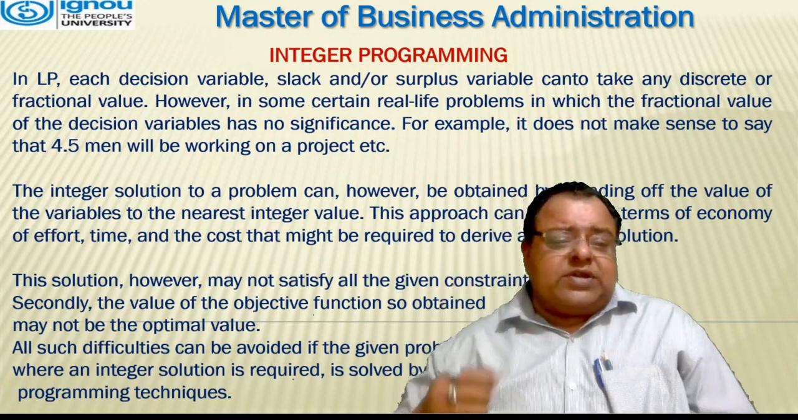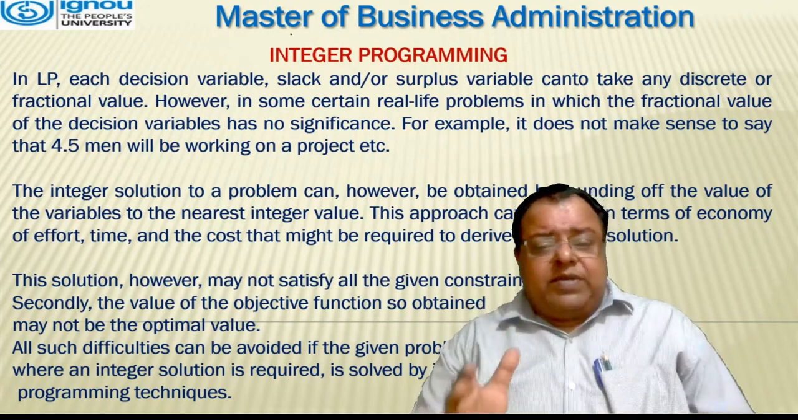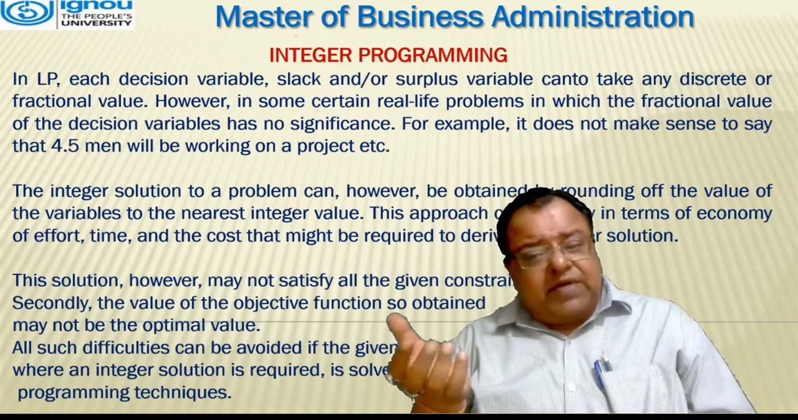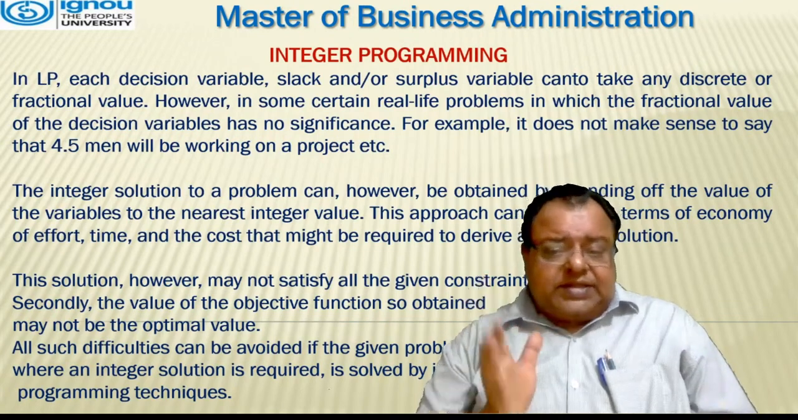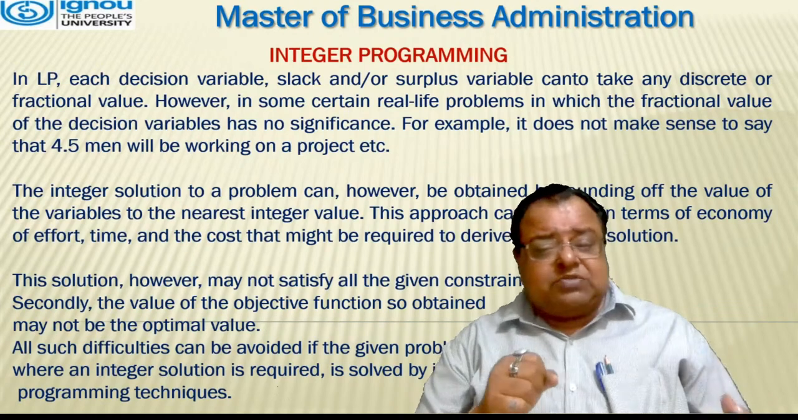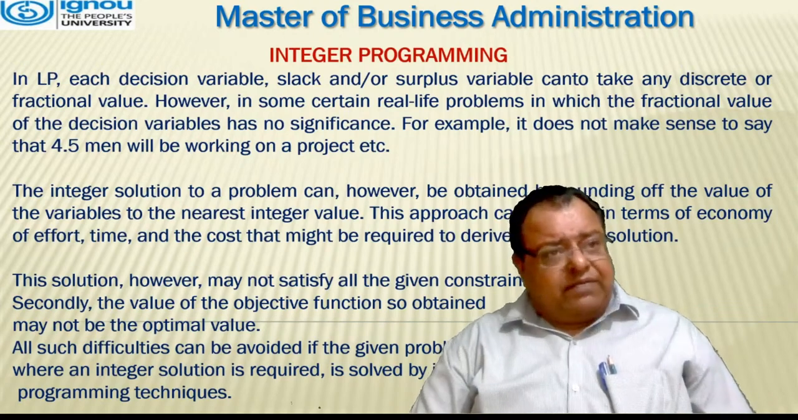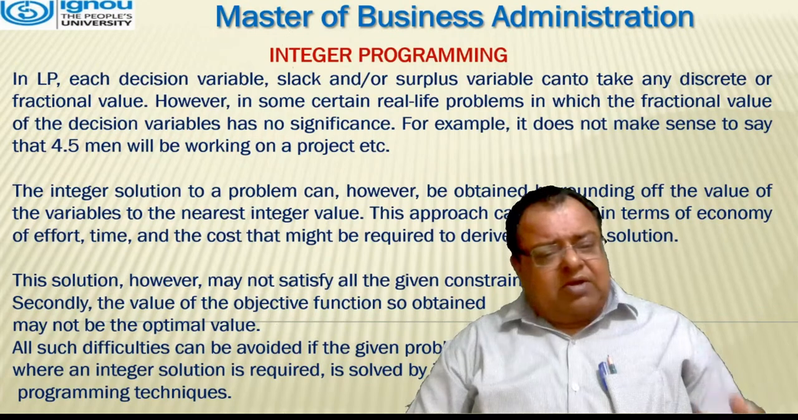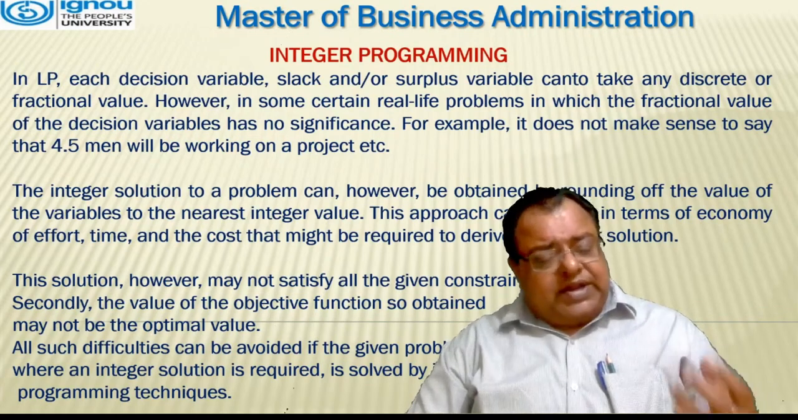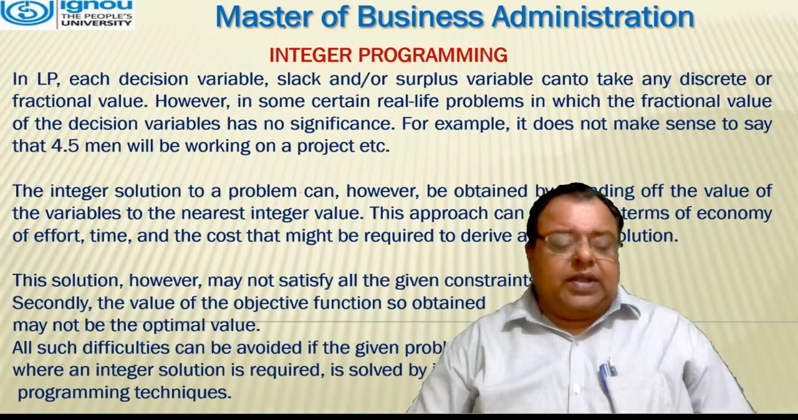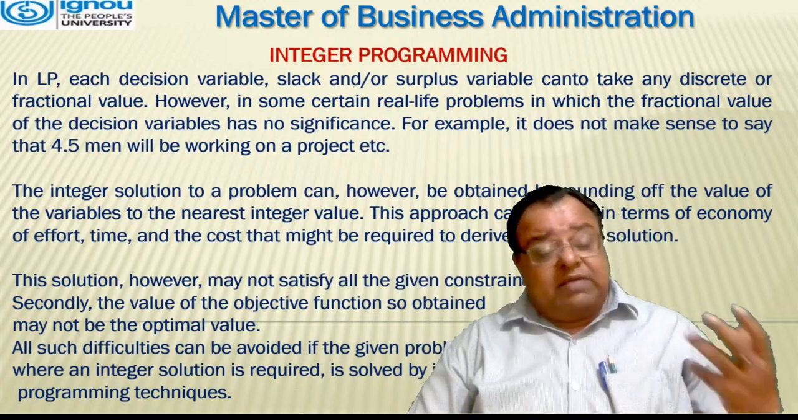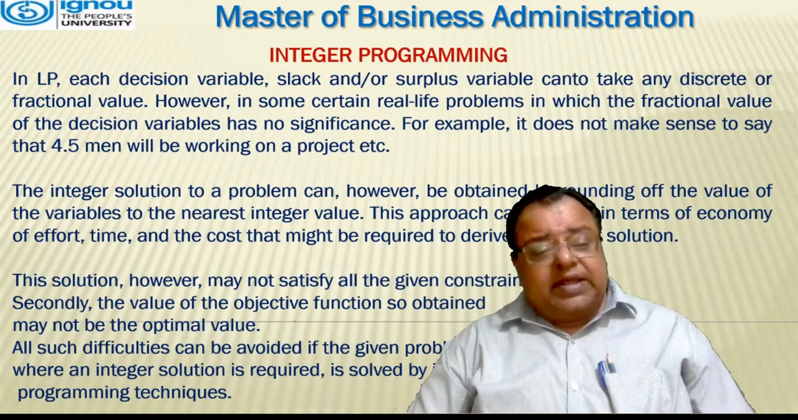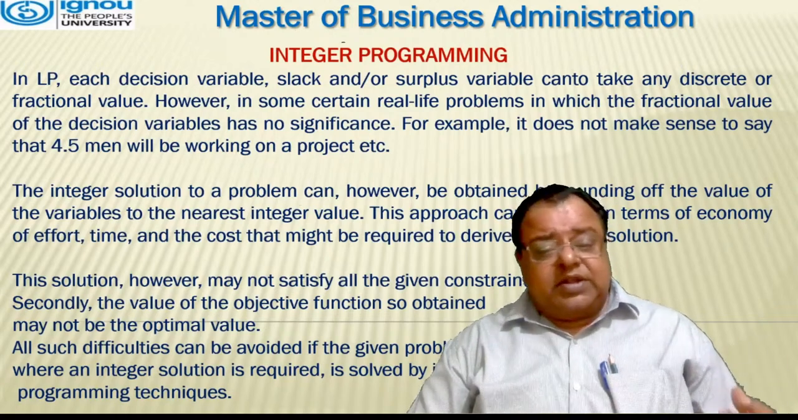The integer solution to the problem can, however, be obtained by rounding off the value of the variables to the nearest integer value. This approach can be easy in terms of economy of effort, time, and the cost that might be required to deliver an integer solution. This solution, however, may not satisfy all the given constraints. Secondly, the value of the objective function so obtained may not be the optimum value.